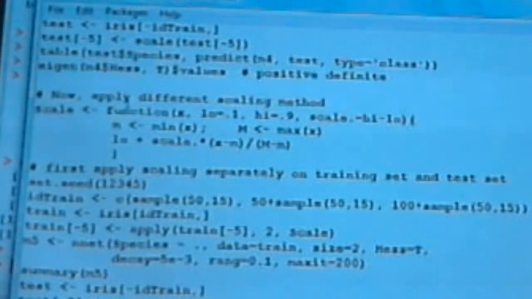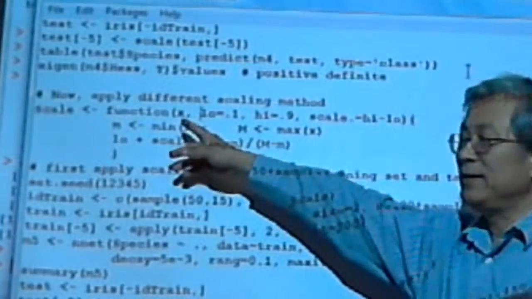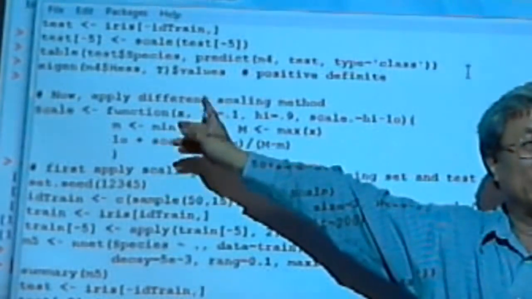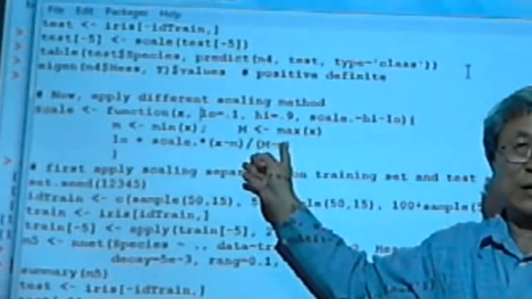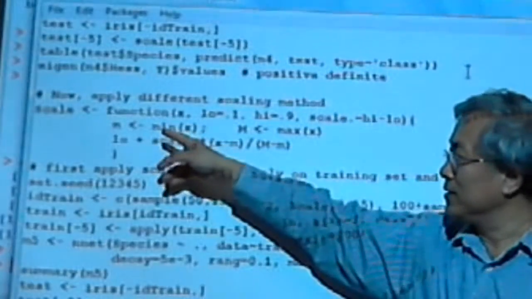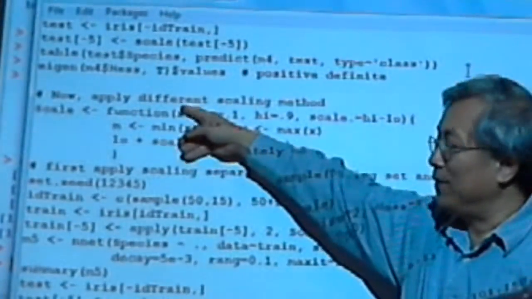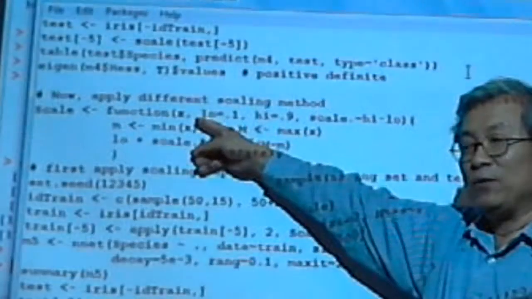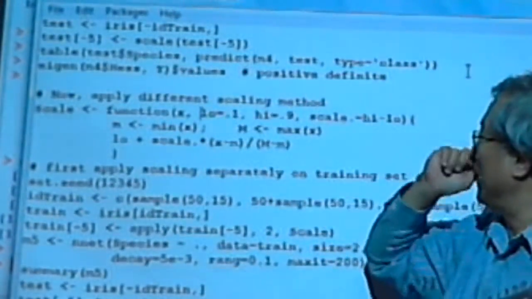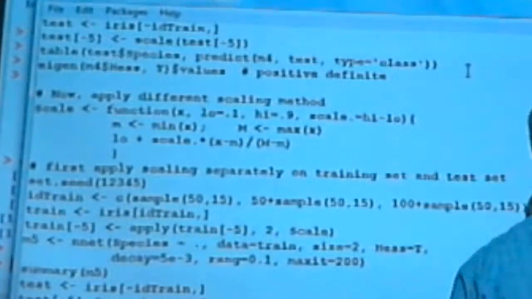And suppose we apply a different scaling method. Remember in our class notes we mentioned this. We scale all the variables to be between 0.1 and 0.9, right? So here I wrote a very simple function to do this scaling, the capital S Scale function. It takes a vector and scales the values of the vector to be between 0.1 and 0.9.